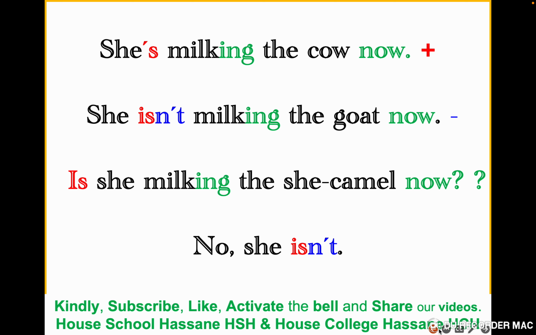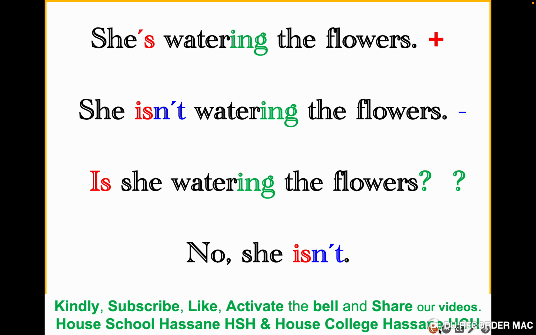She's milking the cow now. She isn't milking the goat now. Is she milking the she-camel now? No, she isn't. Let's continue. She's watering the flowers. She isn't watering the flowers. Is she watering the flowers? No, she isn't.